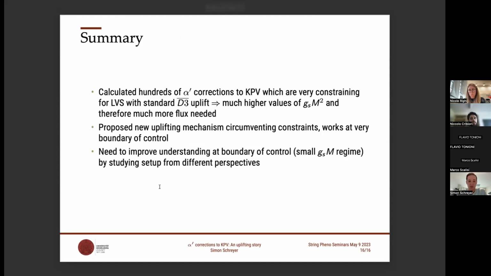Yes, and this brings me to my conclusion. What have we done? We calculated many different alpha prime corrections to KPV with the result that they are very constraining for the LVS with standard D3-brane uplift, since this lower bound on GSM squared is much higher now. So we require much more flux in the throat. Moreover, we have proposed a new way of uplifting, which circumvents these constraints, but this way of uplifting works only at the very boundary of control. That means we need to improve our understanding precisely in this region of parameter space of the small GSM regime by studying this setup from different perspectives. Thank you.